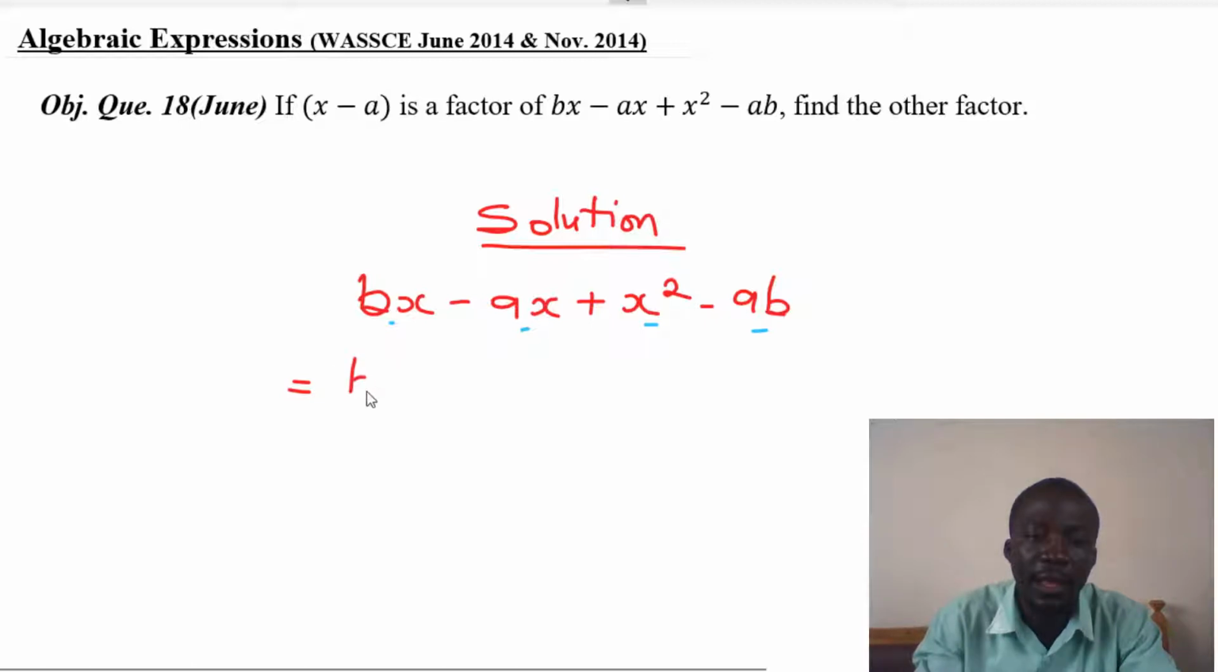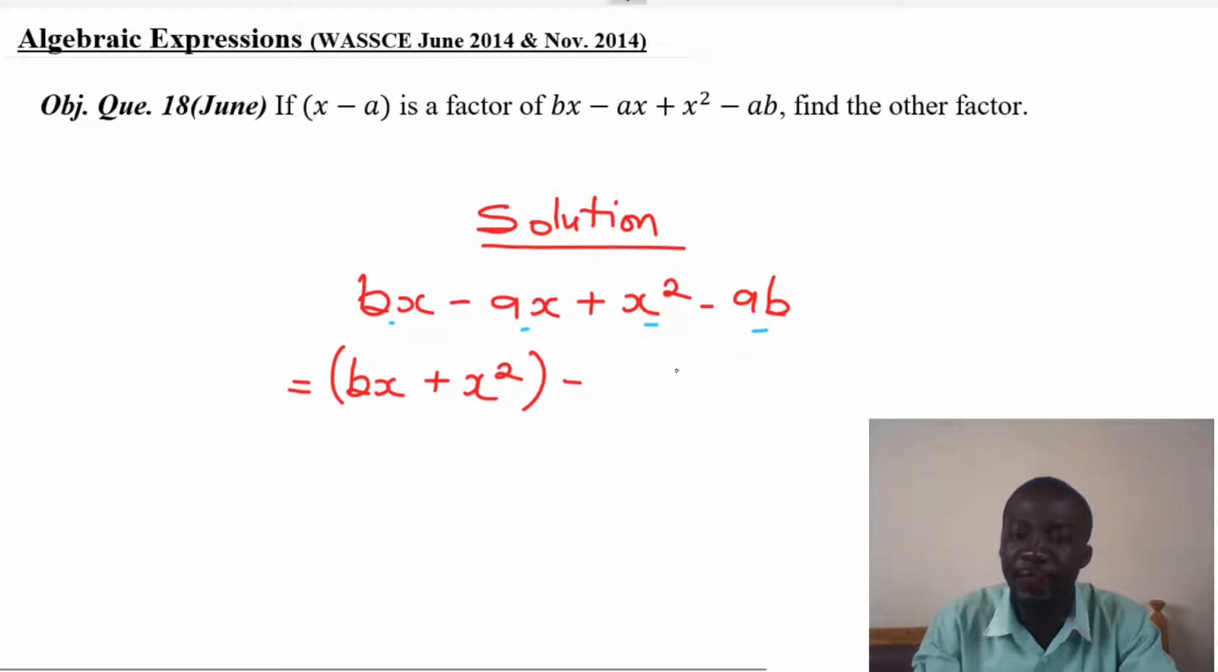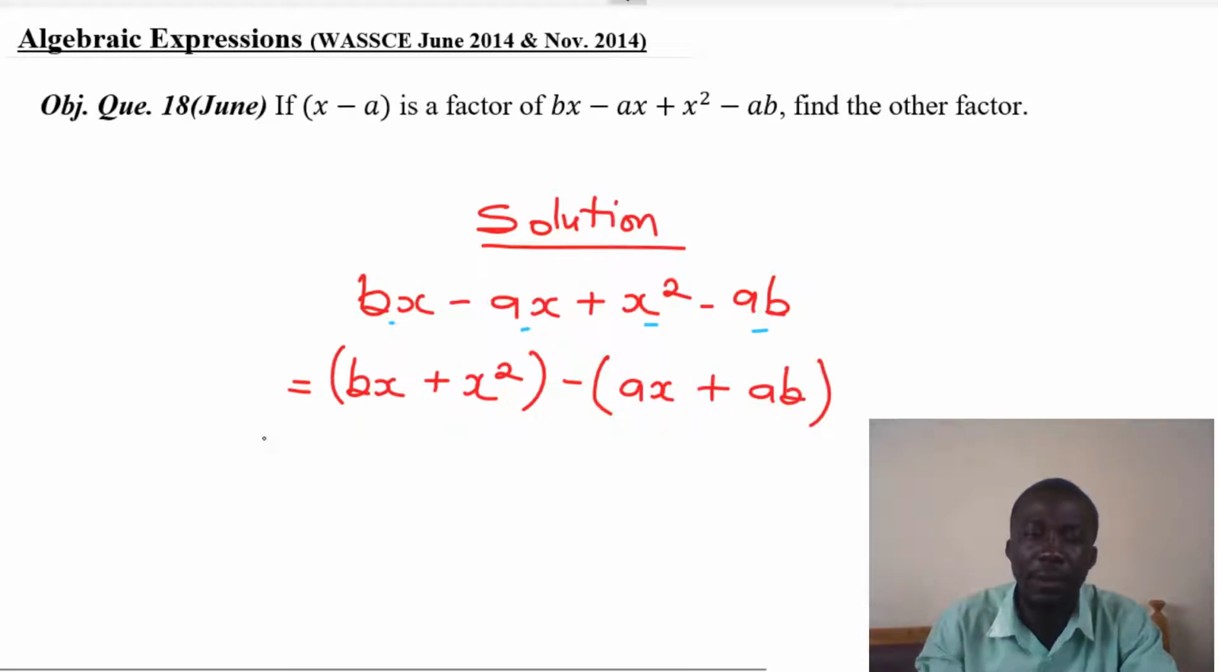So we can pick bx, then we come to x squared, so plus x squared, then we group them as 1, then we come to negative ax and negative ab. So I'll factor the negative out, so we'll get negative into bracket ax plus ab. We then continue by finding the greatest common factor in each group, that's the group inside the bracket. Bx plus x squared, the common factor will be x.